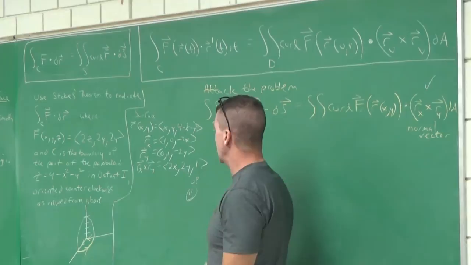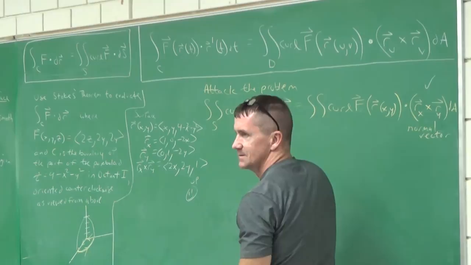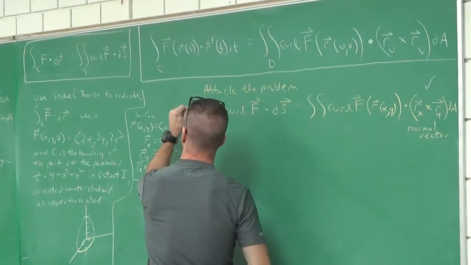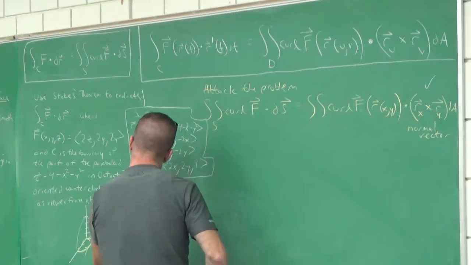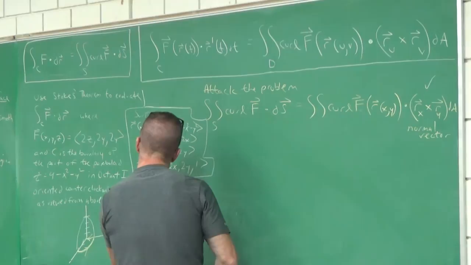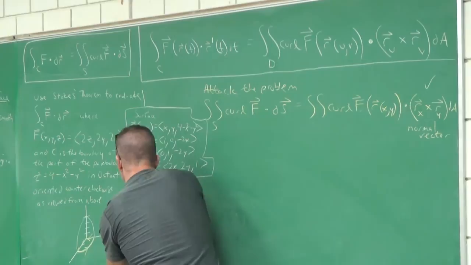But now we need the curl. So when the surface is done, that's the normal vector. But now we need the curl of f. So let's find the curl of f. I, J, K, d/dx, d/dy, d/dz. What's the vector field? 2z, 2y, 2y. Can you get the curl of f?